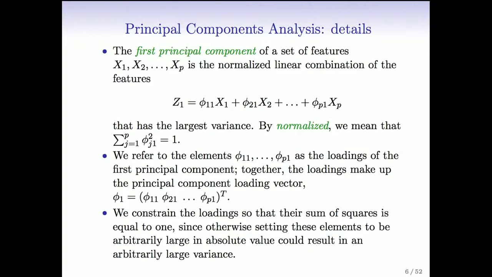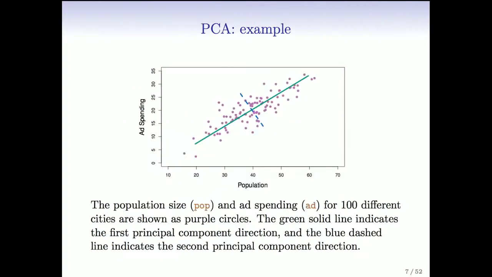So you need to tie them down. Exactly. So here's an example. Before we talk about how to actually compute the components, let's just see what the result of the first two components for this data, which is ad spending versus population. So here the red points are the data points. I plotted them against these two variables.